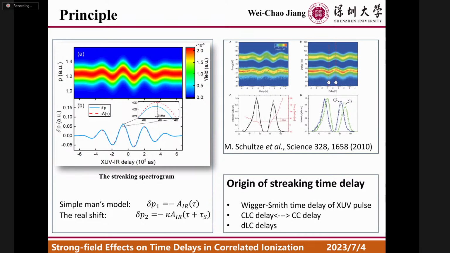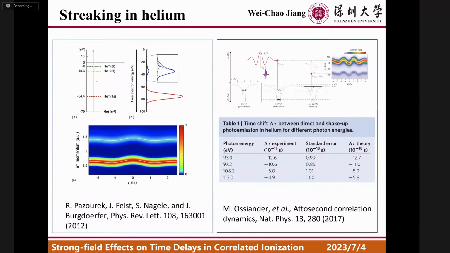Only recently, this difference is attributed to the influence of the shake-up channels. As far as we know, until now, the complete ab initio treatment for the streaking time delay is still restricted to the two-electron target, helium.